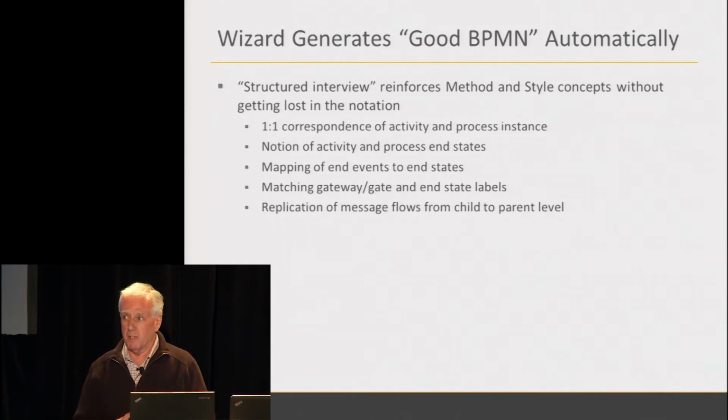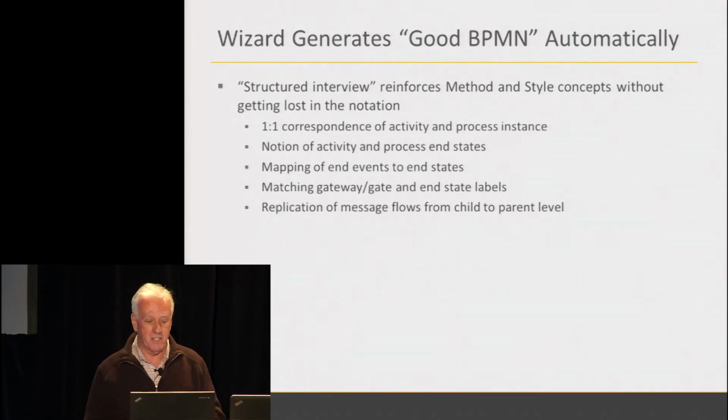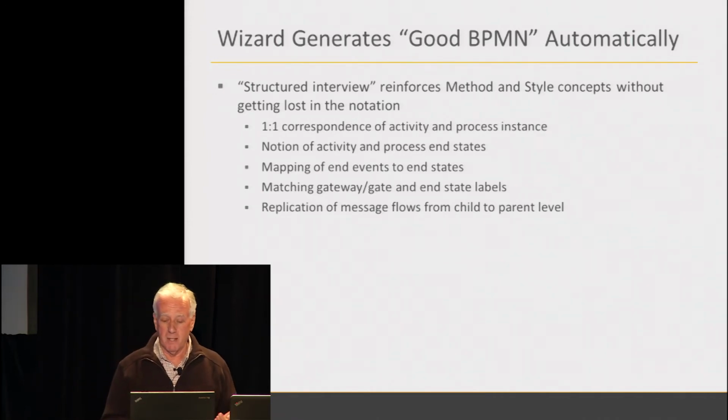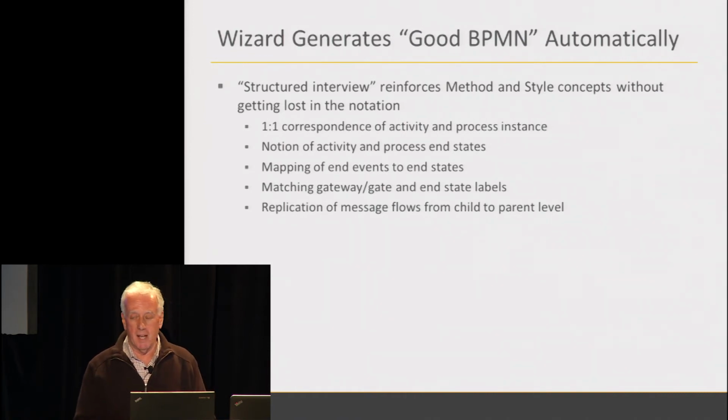So the idea of the one-to-one correspondence between the activity instance and the process instance, this notion of end states, the mapping of the end events to the end states, the matching of the gateway and gate labels to the end state labels. And there's another sort of label matching between parent and child that I didn't talk about, which is the message flows. So message flows at a child level should be replicated up to the parent with the same names, et cetera, for the same reason that it aids this logic translation. But it's kind of an annoying extra thing that end users, the modelers, have to do. And so it'd be nice if the tool just did that for you.